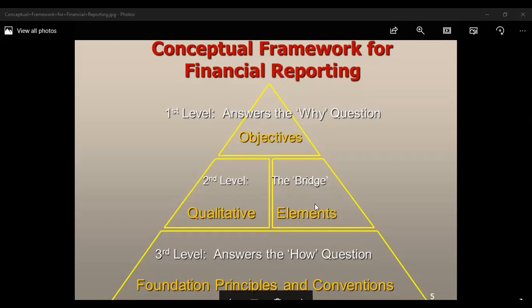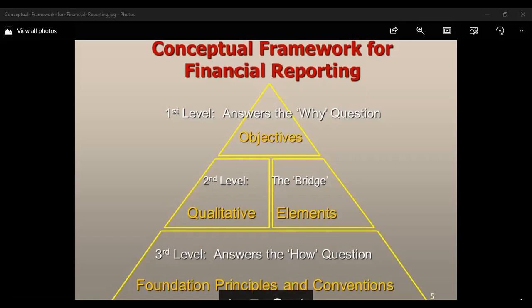Then the bridge, meaning the connection between the first and second level to the third level, would be the elements. These are the accounting elements that we will know of specifically. If you're already done with a lot of accounting subjects, of course you know them: assets, liabilities, equity, income, and expenses. And finally, the third level, which answers the how question. These are the foundation principles and conventions. For example, for assets, what are the principles about them? I like this summary because it is very simplified.